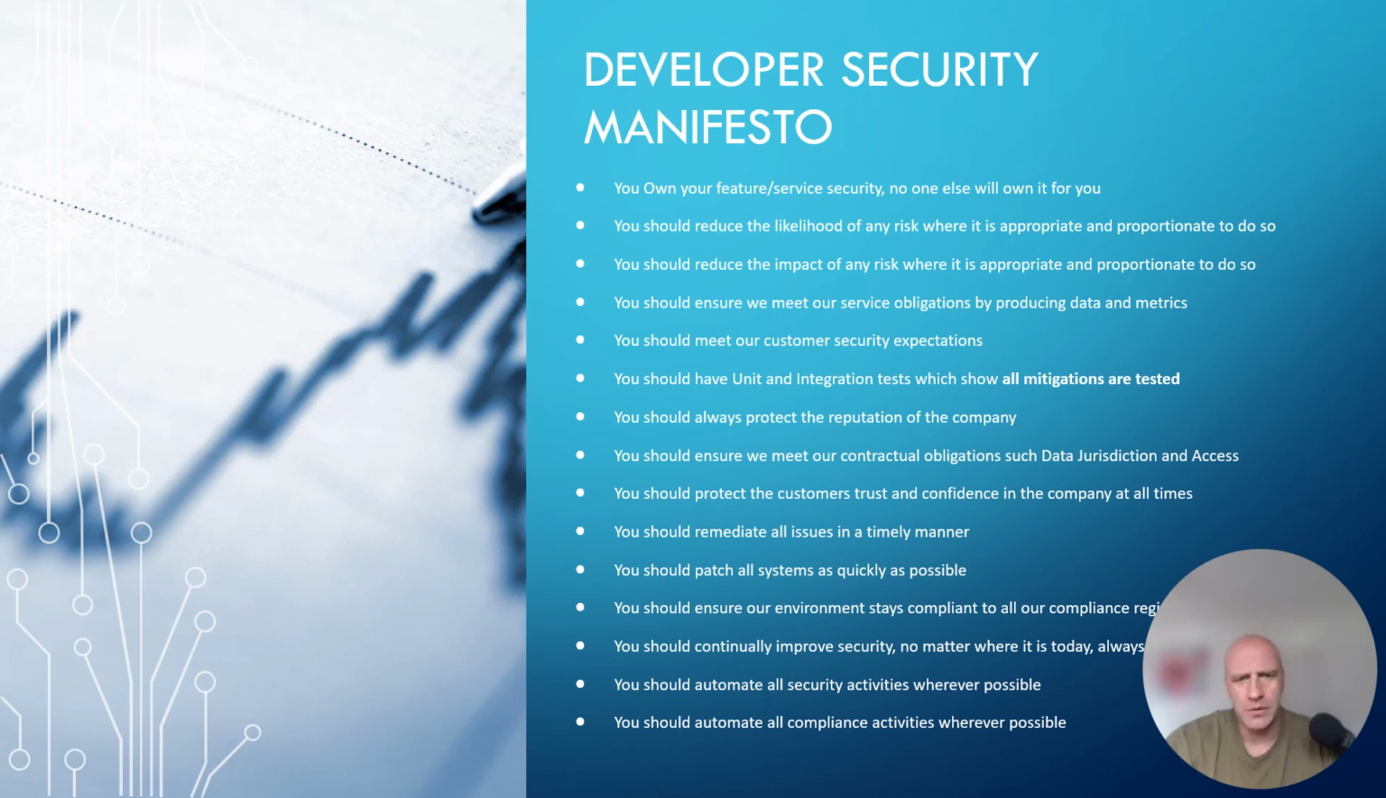They should also patch all systems as quickly as possible. They should also ensure that our environment stays compliant to all our compliance regimes. They should also continually improve security no matter where it is today. Always seek improvement and continuous improvement. They should also automate all security activities wherever possible. And lastly, they should automate all compliance activities wherever it is possible.